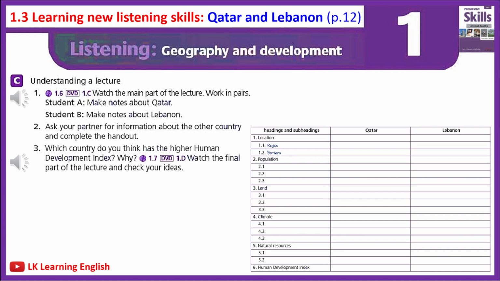Now, we are going to compare 2 countries using these headings and subheadings. Both countries are in the Middle East, but Qatar is in the Gulf, whereas Lebanon is at the eastern end of the Mediterranean Sea. Qatar is a peninsula, only bordered to the south by Saudi Arabia, while Lebanon is almost completely surrounded by Syria. Has anybody been to Qatar?